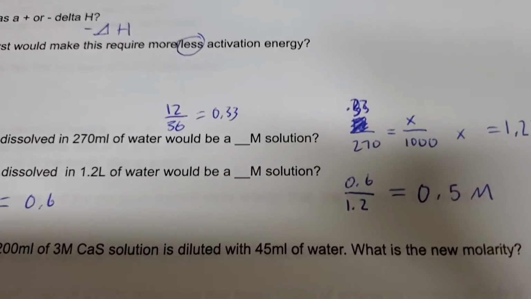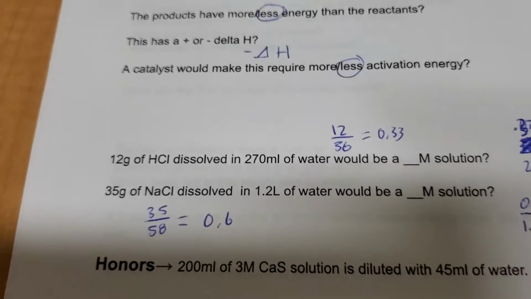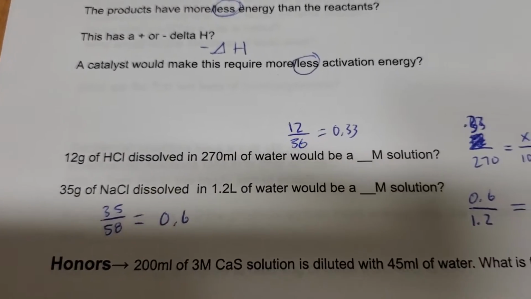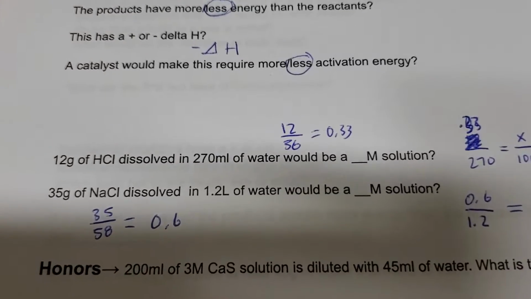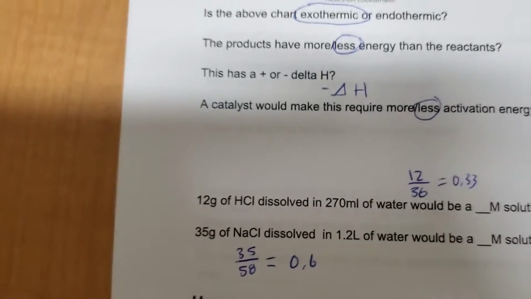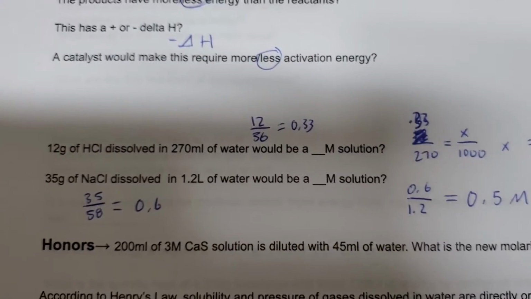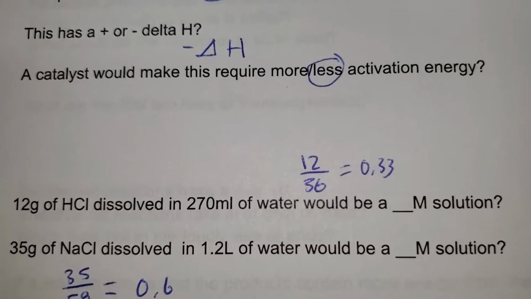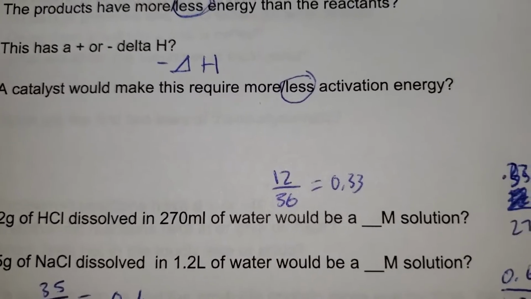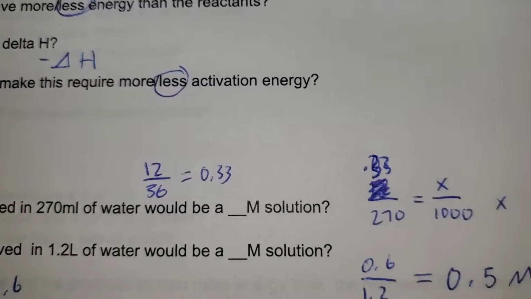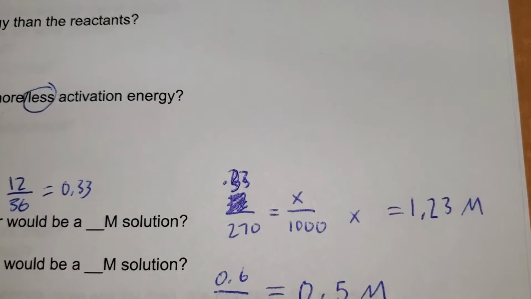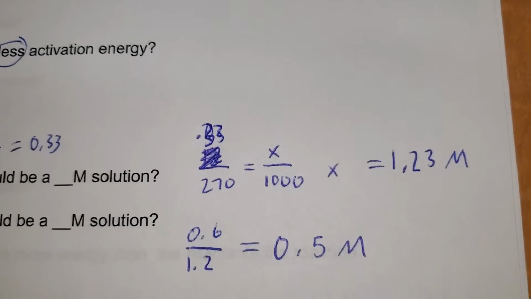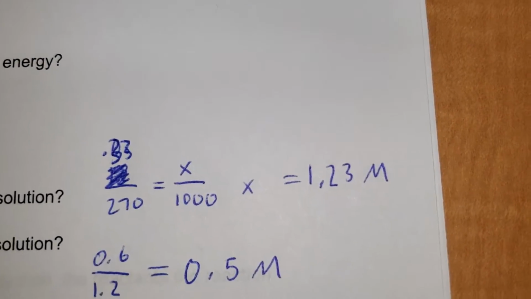All right, so I already worked out the second half. 12 grams of hydrochloric acid dissolved in 270 milliliters of water would be a blank molar solution. To begin, we need to change grams into moles. And to do that, we just divide the given number by the proper number. We get an amount of moles. And then to find the molarity, we do 0.33 over 270 milliliters, right? Because we're given milliliters, is equal to X over 1,000. That's going to give us our molarity of 1.23.